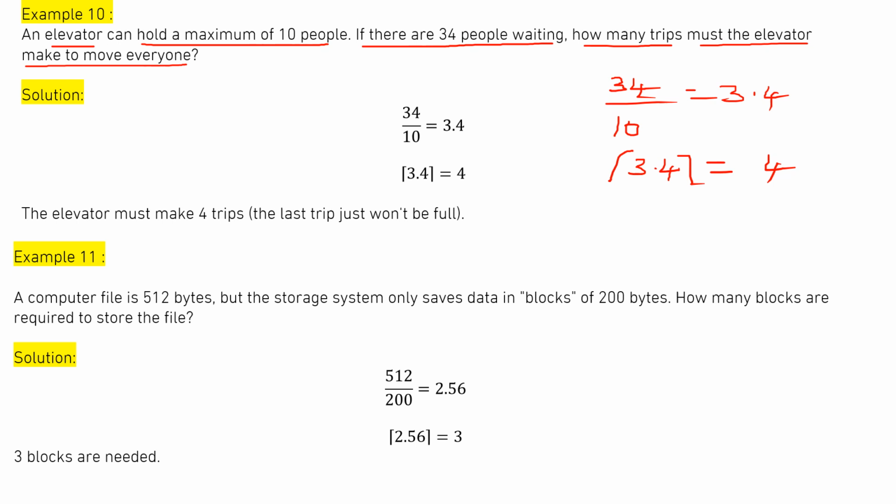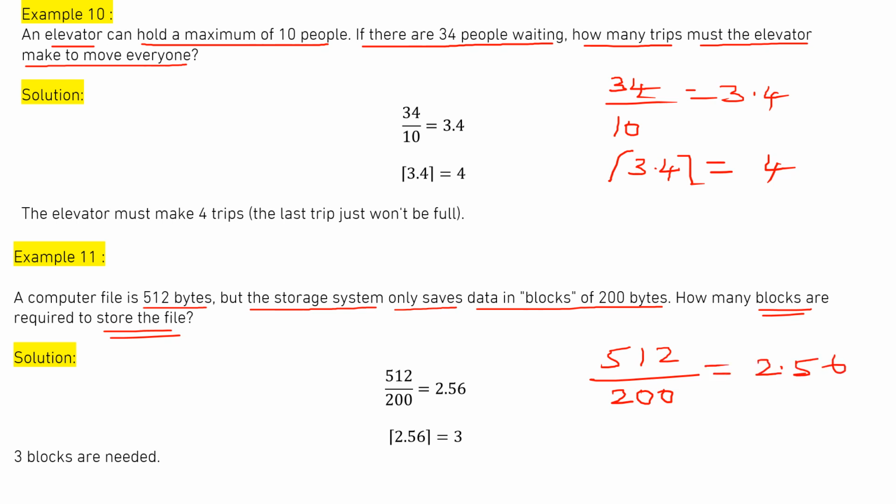Next example, a computer file is 512 bytes, but the storage system only saves 200 bytes per block. How many blocks are needed to store the file? So here the total number of bytes is 512. I can save only 200 bytes. If I divide 512 by 200, we will get 2.56. Then I have to take the ceiling function of this value 2.56. So the nearest integer to 2.56 is 3. So I say 3 blocks are needed.